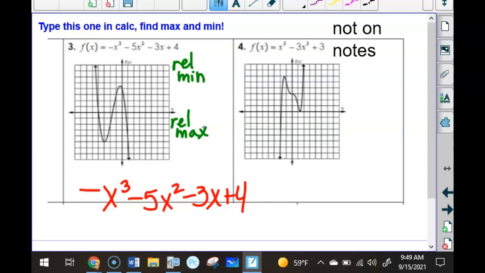Did you get it, Adriel? Okay, let me come see. Do you have a negative instead of a minus? Is it graphing now or not?